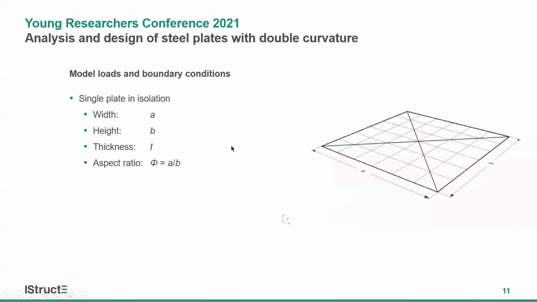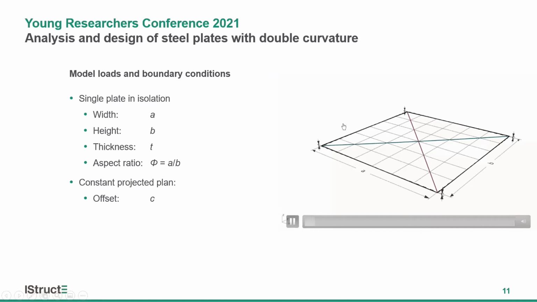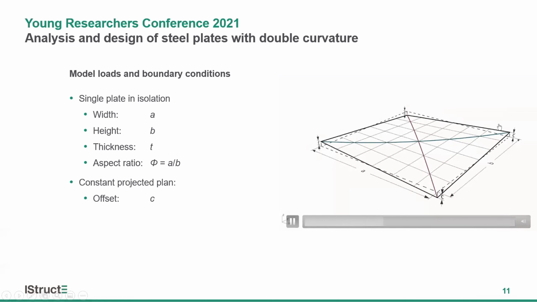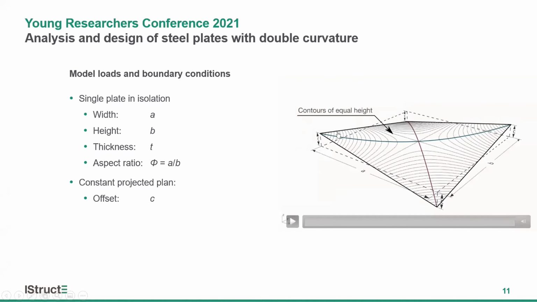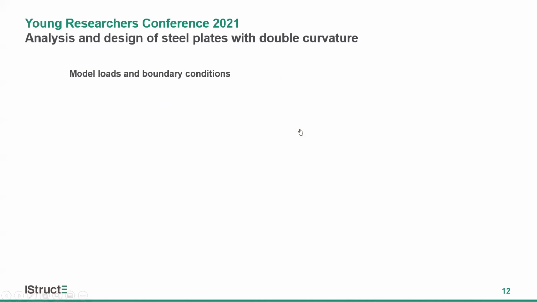So we're looking at a single plate in isolation with a height B and thickness T. In our research, we'll be varying the aspect ratio of the plate, phi, by changing A. And because of this ruled surface property, we can vary the offset of the plate in isolation by keeping the projected plan the same. So in this animation, you see the hypar forming with different offsets in terms of the ruled surface. Now we also plot the contours of equal height, which is perhaps a bit more visual to see how the degree of curvature changes with offset.